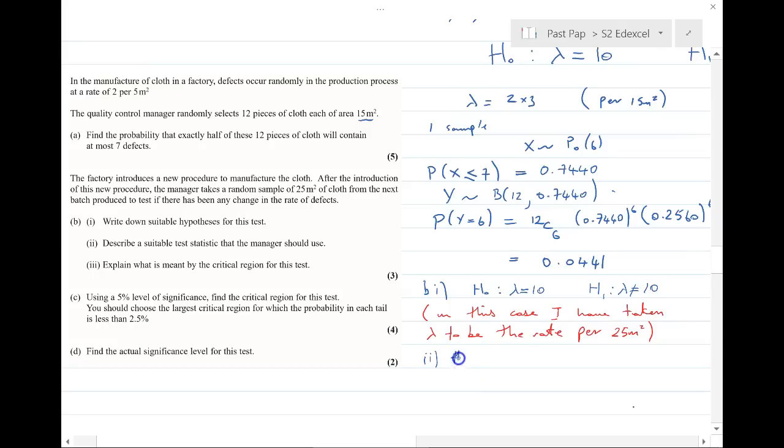So it is the number of defects observed in a 25 meters squared sample of cloth.